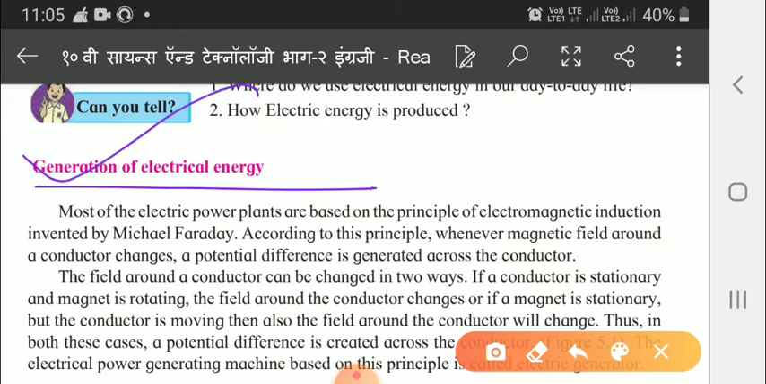In this we will see that most electric power plants are based on the principle of electromagnetic induction. Recently you studied in Science 1 the chapter on electromagnetic induction and Michael Faraday. So let us see now that whenever the magnetic field around a conductor changes, a potential difference is generated across the conductor.